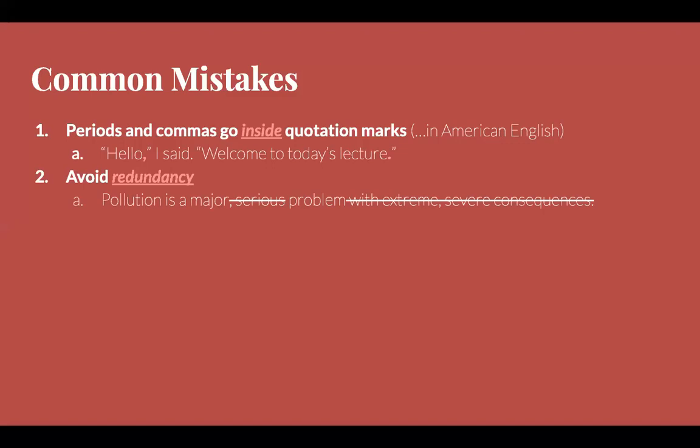So let's say the student wrote something like, pollution is a major serious problem with extreme severe consequences. Well, to me, it seems like that could just as easily be written as pollution is a major problem, right? For one thing, major and serious mean pretty much the same thing. So we can cross out one of those. And then with extreme severe consequences, well, first of all, extreme and severe mean the same thing. So we shouldn't be using both of those. But if something is a major problem, surely that implies that there are severe consequences, right? So the last part is not necessary.